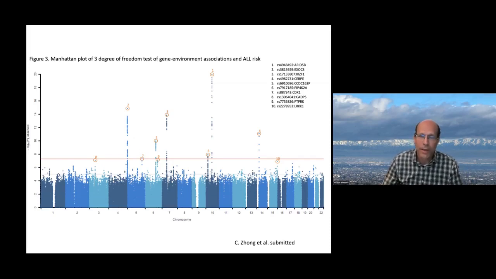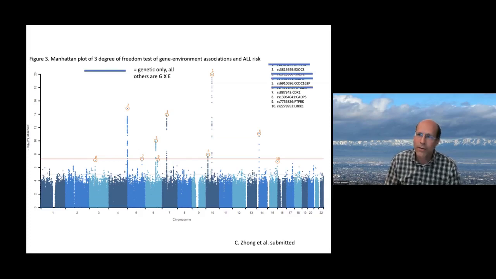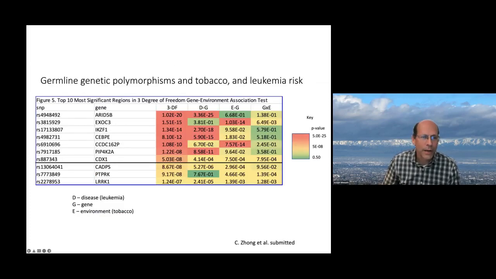Here is lymphocytic leukemia, and G by E effects. And here we have the top 10 hits in this analysis. Here I cross out 4 of them because these are gene-only associations. So there was no environmental smoking effect or G by E effect. A summary again of these 10 hits. These 4 are gene-only. You can see that the disease gene p-values are very extreme for those gene-only results.